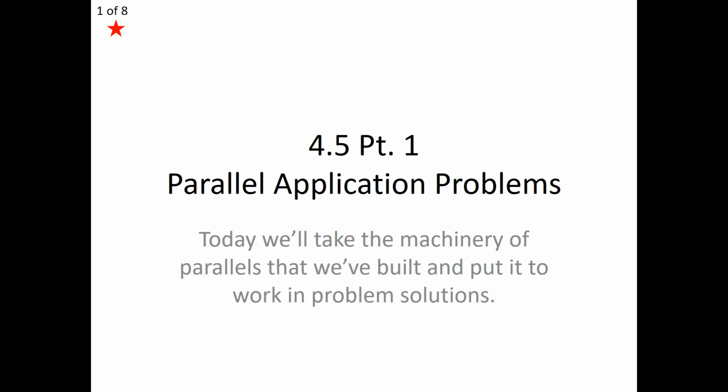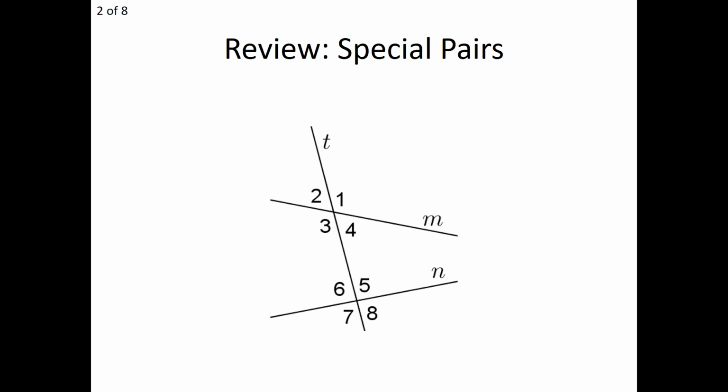So now that we have our parallel tests and our parallel consequences in play, we're going to be using them to find the answers to several problems where it involves either lines being parallel or involves some angle relationships. So we're going to see several examples today about how we can use our parallel consequences and our tests to actually find missing angle measures or prove lines to be parallel. Before we get into that, let's review our special angle relationships real quick.